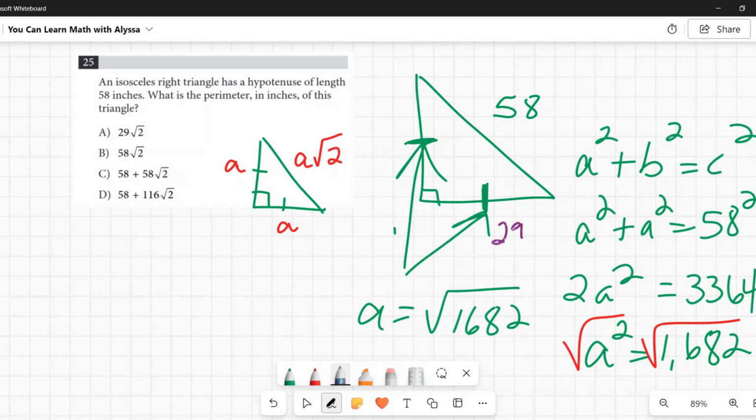And then figuring out, okay, so that's 29 square root of 2 on both sides. Add them up, you get back to the same place. It just takes you longer. But both ways will work.